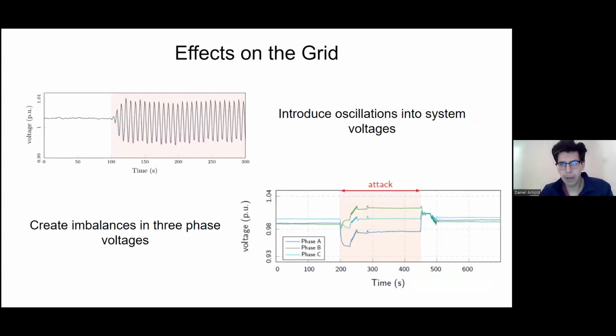So, what are some of the effects on the grid of manipulations of these control parameters in a subset of DER in the system? What will happen to the power system there? So, we've studied two attacks. We studied many attacks, but two really stand out that are highly illustrative. So, I'll talk about those today.